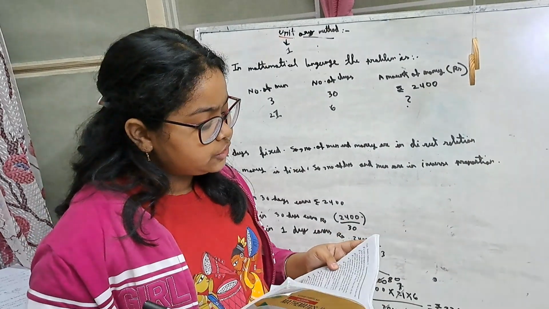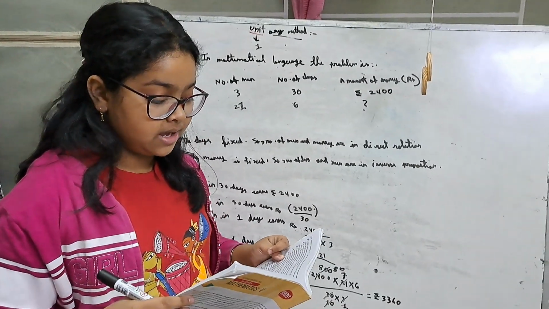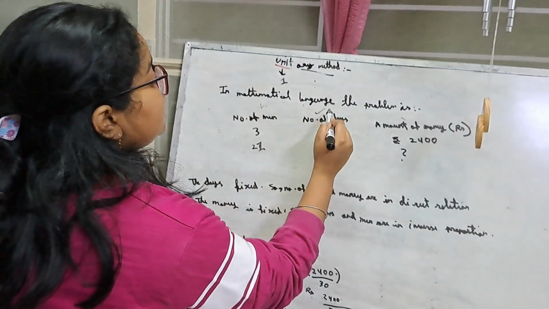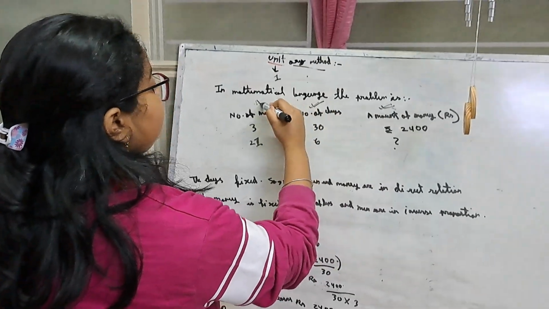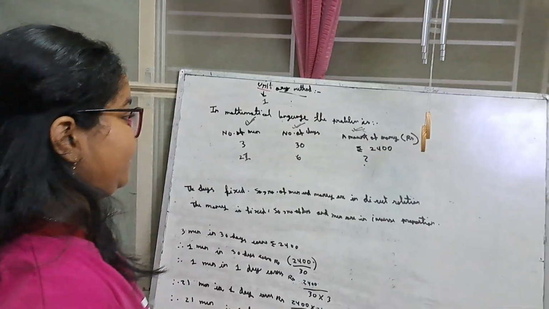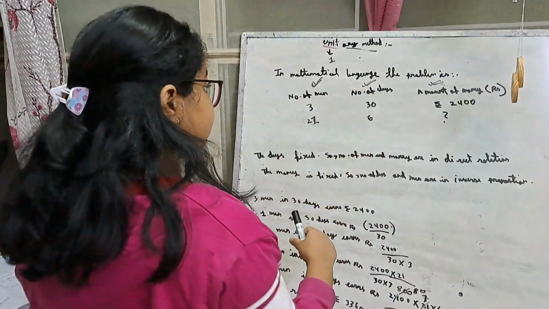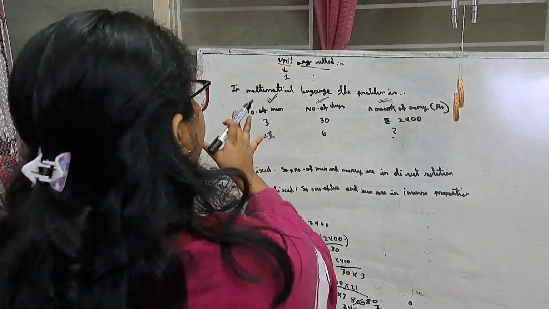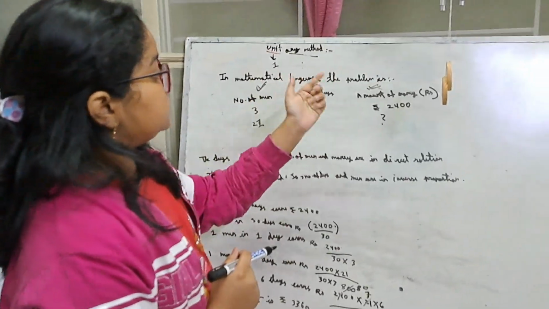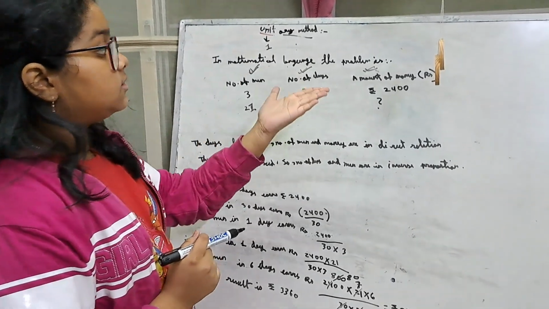So rupees 2,400 is earned by 3 men in 30 days. How much will 21 men earn in 6 days? Now we are dealing with 3 units. Earlier we were dealing with 2 units. So I have to first write the number of men, number of days, and amount of money. I have arranged the sum on my own. So 3 men in 30 days earn rupees 2,400. Therefore, 21 men in 6 days earn rupees how much?